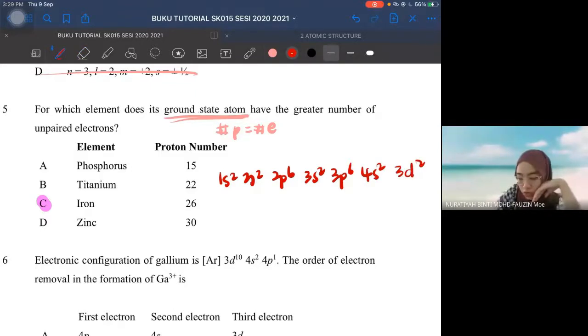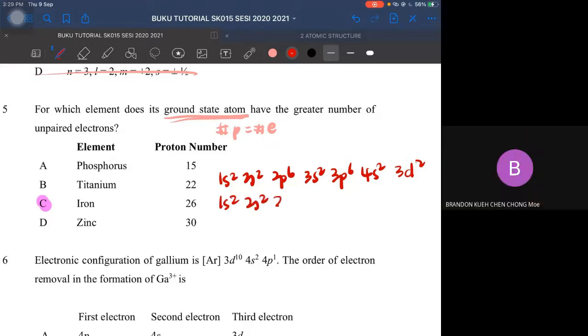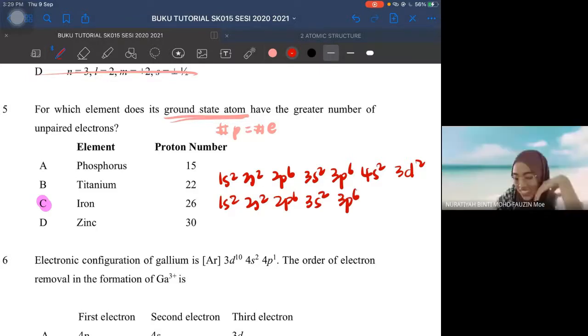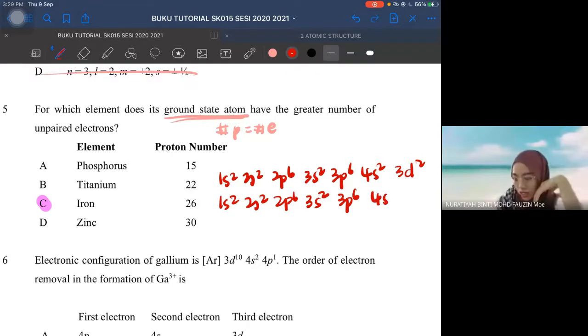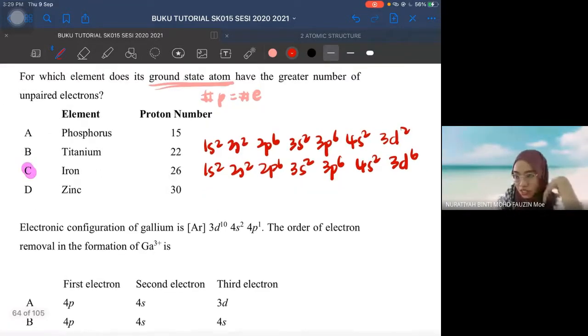And then, iron will be 1s2, 2s2, 2p6, 3s2, 3p6, 4s2, 3d6. Okay. So yang sampai sini, sampai 4s tu dah fully filled lah.